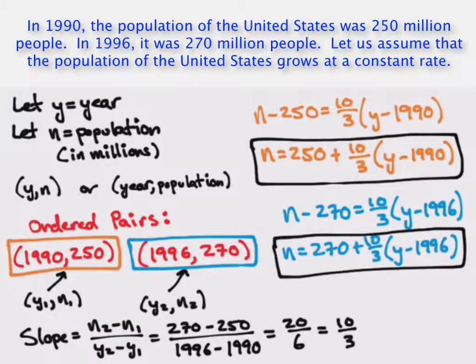Again, now that we have an equation, if we're told a year, we can substitute that in for y in either of our equations and solve for n, and find the population in that year. Or, if we're given a population, we can substitute that in for n and solve for y to figure out in what year that would be the population.